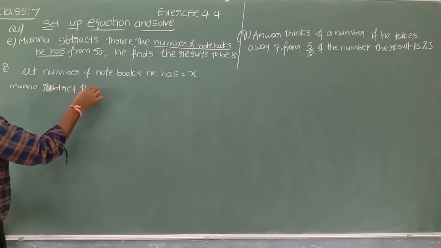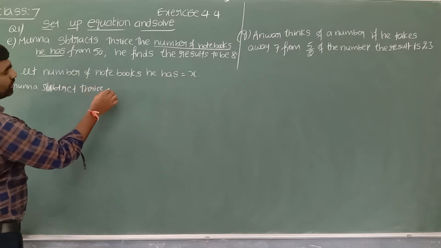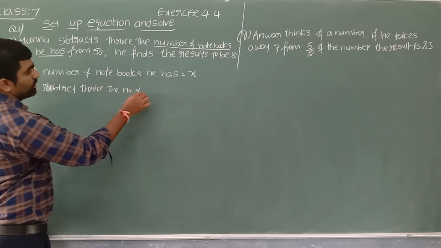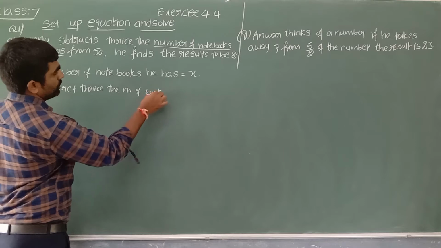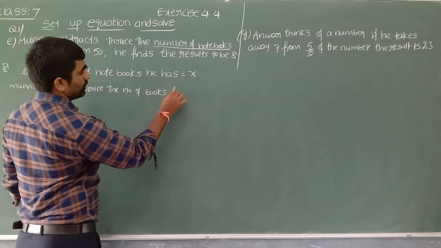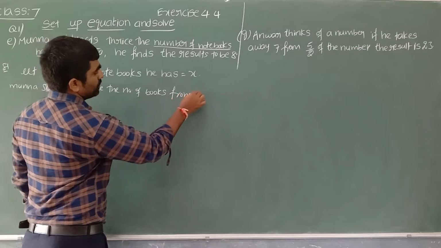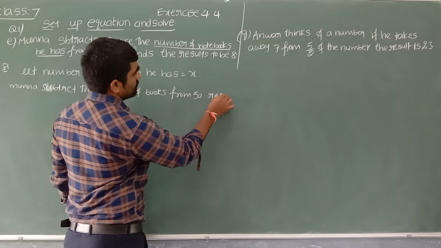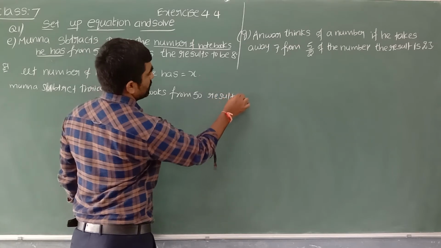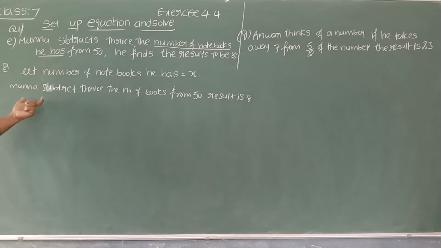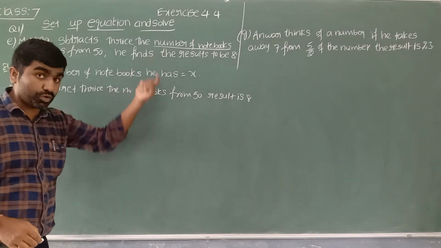Subtract thrice the number of books from 50. He finds the result. So by doing this, the result is how much? The result is 8. Now this is the mathematical statement which I wrote from the question only.